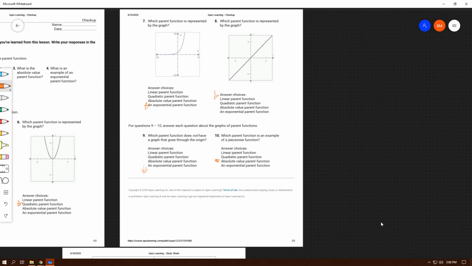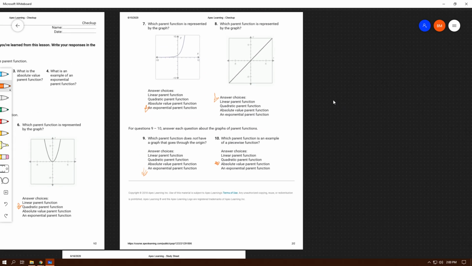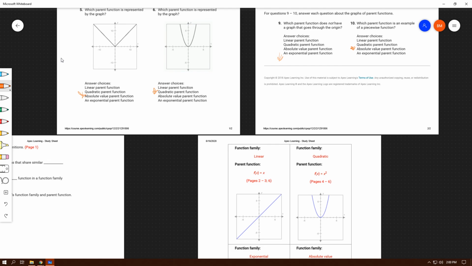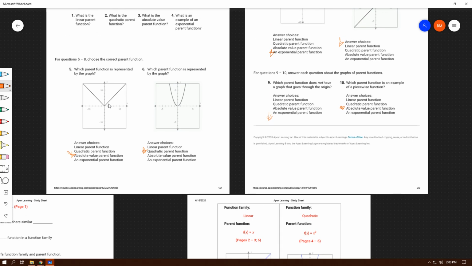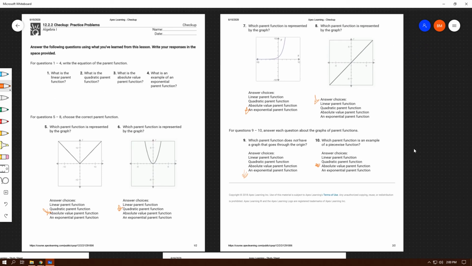Piecewise basically means you take a piece of different functions and put them together. So technically, the absolute value function is the linear parent function. It's a straight line, but only half of it, and then the negative version, and only half of it. You put them together. And that, I think, might be it.